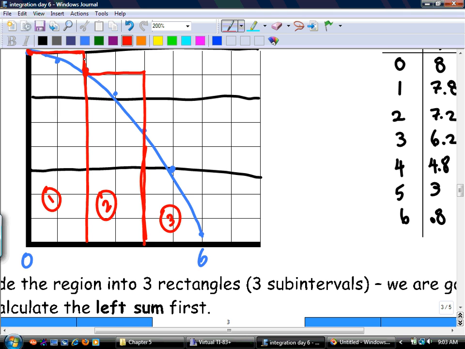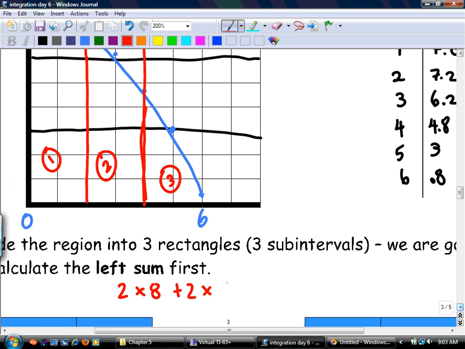1, 2, 3, 4, 5, 6, 7.2. And then the last one has a length of 2 and a width of 4.8.